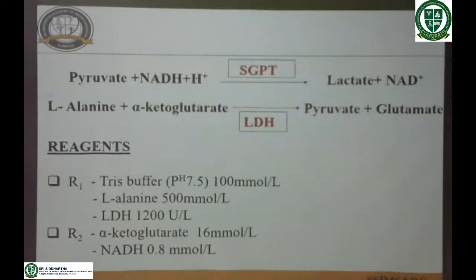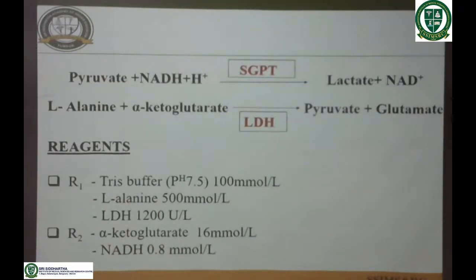This is the principle. Here we can see the amino group is transferred between alanine and alpha-ketoglutarate, forming pyruvate and the glutamate molecule. Again, that pyruvate molecule reacts with the NADH molecule in the presence of lactate dehydrogenase, forming lactate and oxidized NAD. The oxidation rate of NADH represents the concentration of SGPT activity in the serum sample. So this is the principle behind the experiment.